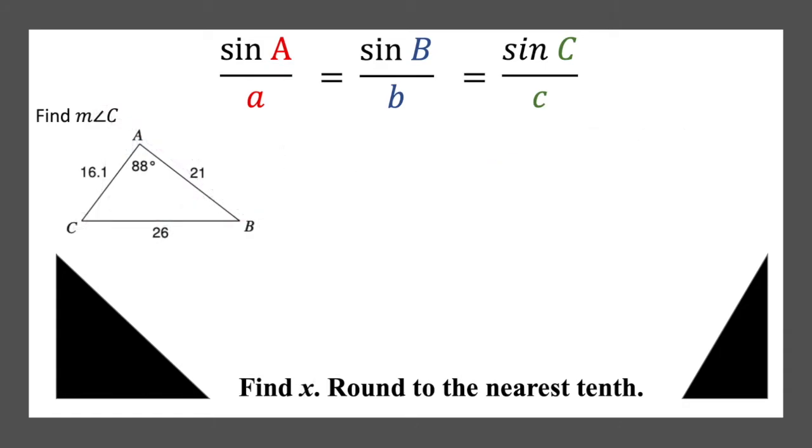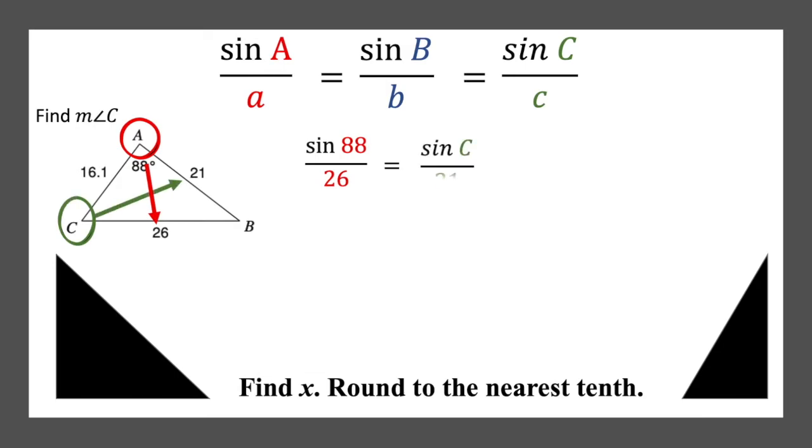What happens if we need to find an angle? Same process, it's just going to look a little bit different towards the end. So we'll set up our equation. We take the sine of 88 divided by 26, and that equals the sine of C, which is what we're looking for, divided by 21. So we'll cross multiply, and we get 26 times the sine of C equals 21 times the sine of 88.